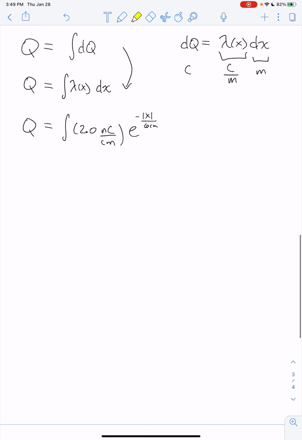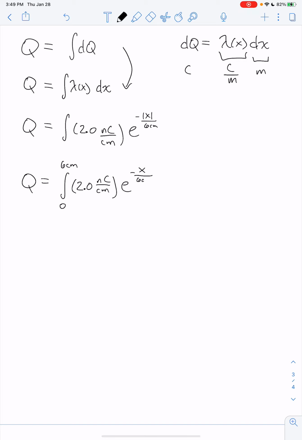And so that's how we're going to set up this integration and why we're going to set it up in that way. So now let's take a look at what this looks like. We're going to integrate from 0 to 6 centimeters. And we're going to integrate from 0 to 6. And we've got this equation, 2.0 nanocoulombs per centimeter e to the negative x, divided by 6 centimeters.